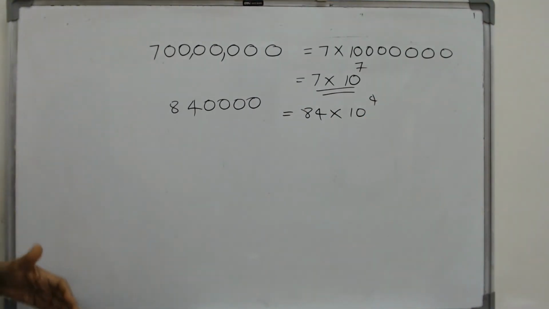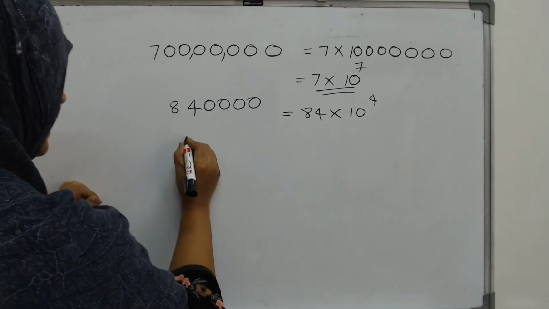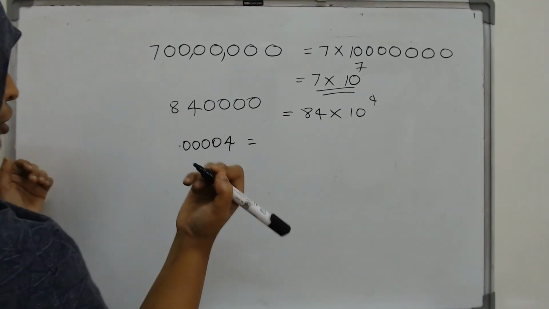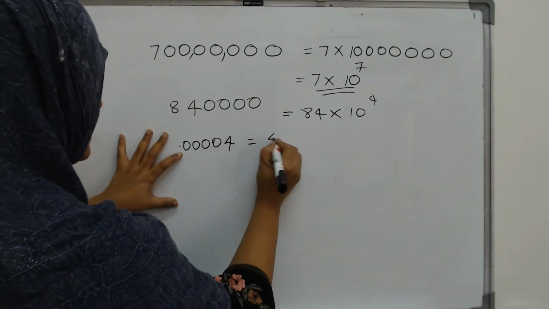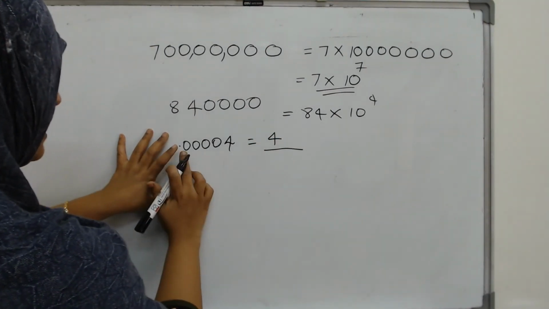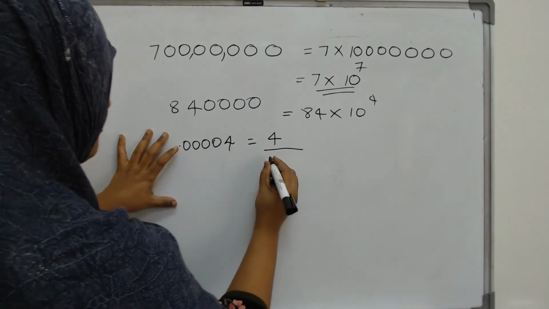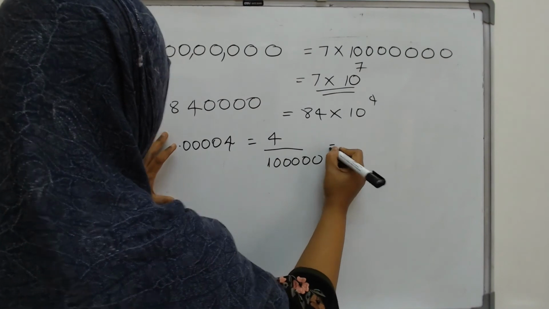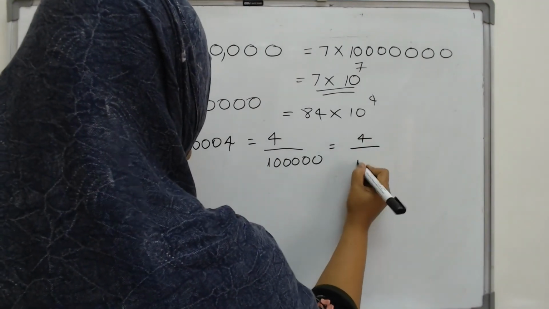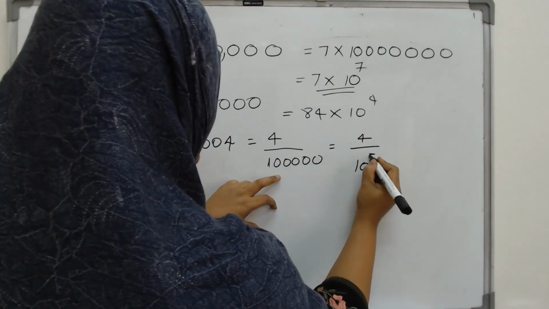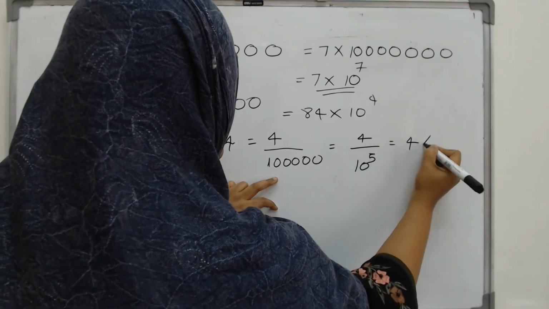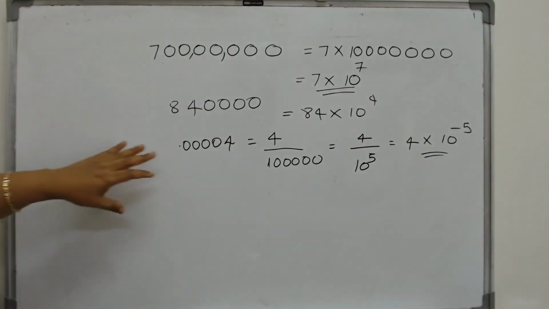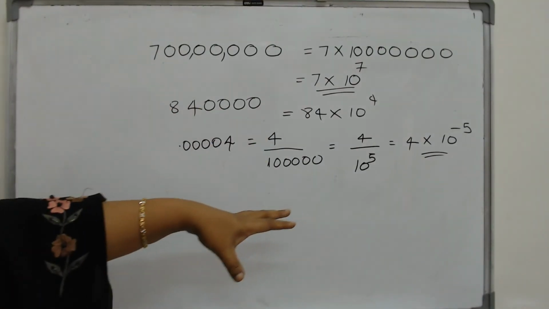And what if you have a very small number like, say, 0.0004? What do you do with this? What is this actually? This is 4 divided by 1, 2, 3, 4, 5. That means 4 divided by 10 raised to 5. That means 4 into 10 raised to minus 5. See, it was a very small number, but you have written it in an exponential form.